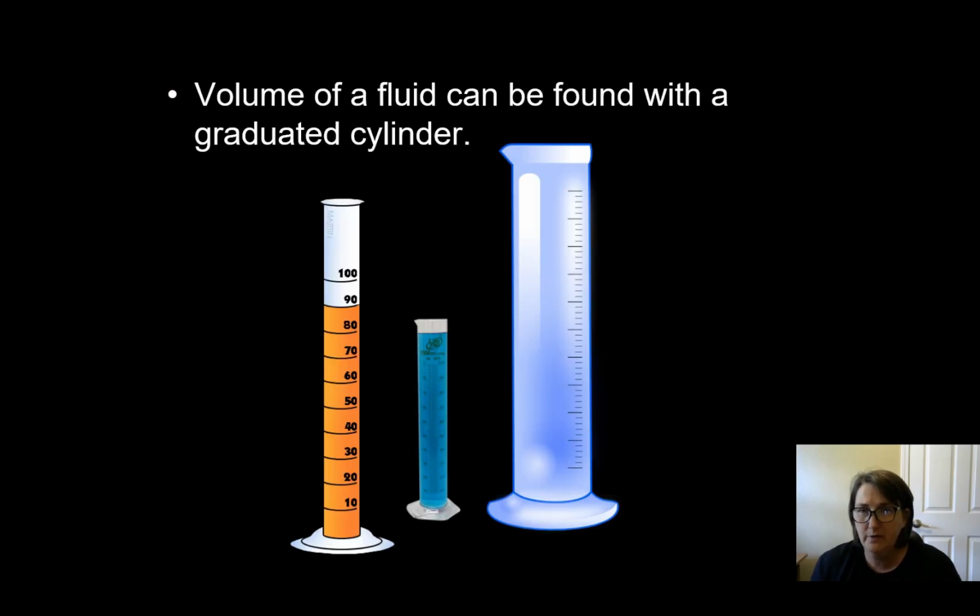So the volume of a fluid can be found with a graduated cylinder. These are cylinder-like objects that you'll find in labs. They can be plastic, they can be glass, but you're going to see lines and you're going to see these numbers on them, and that's allowing you to determine the volume of that fluid.